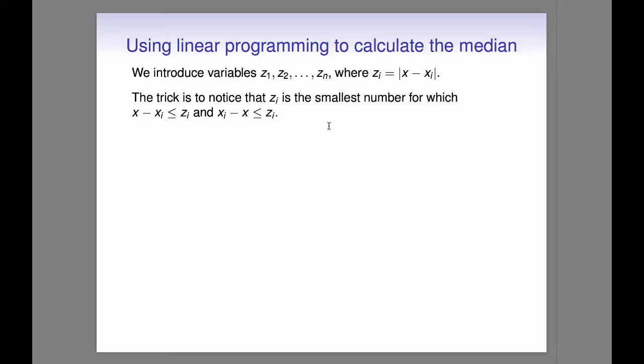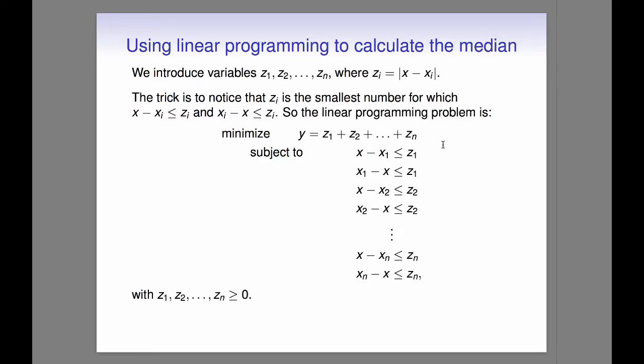And the trick is to notice that the smallest Zi is the smallest number for which x minus xi is less than or equal to Zi and xi minus x is less than or equal to Zi. That's just the definition of the absolute value function. So finding x to minimize the sum of the absolute values is the same as minimizing the function y, which is the sum of the z's, subject to all of these inequalities, which tell you that Zi is the absolute value of x minus xi. So that's a very clever scheme.